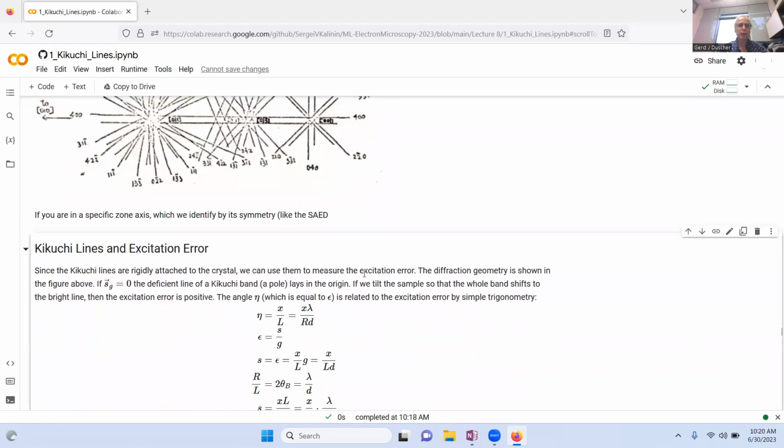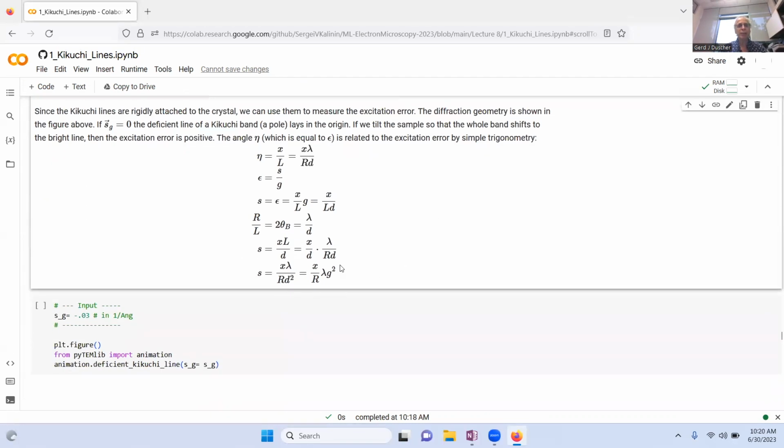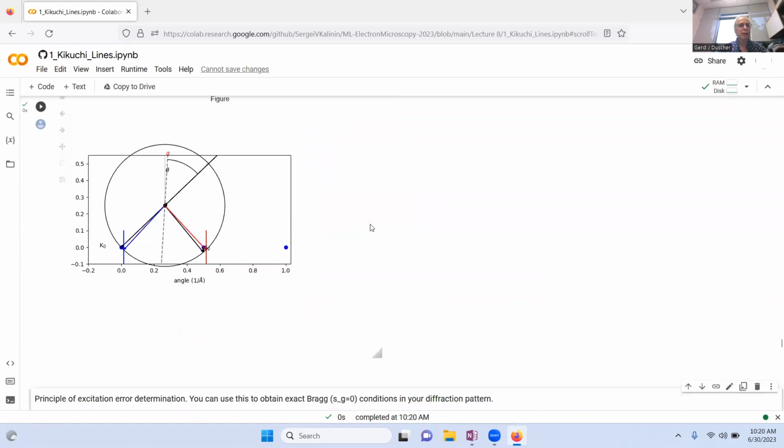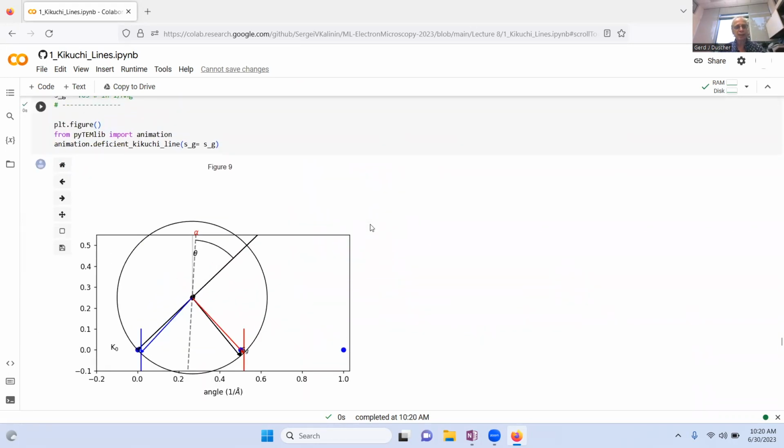Now comes the important part. How can we assert what the excitation error is? And again, it's purely trigonometry. All you have to do is get triangles with a right angle. And we put an excitation error here, and we can see where our excitation error puts the Kikuchi lines.